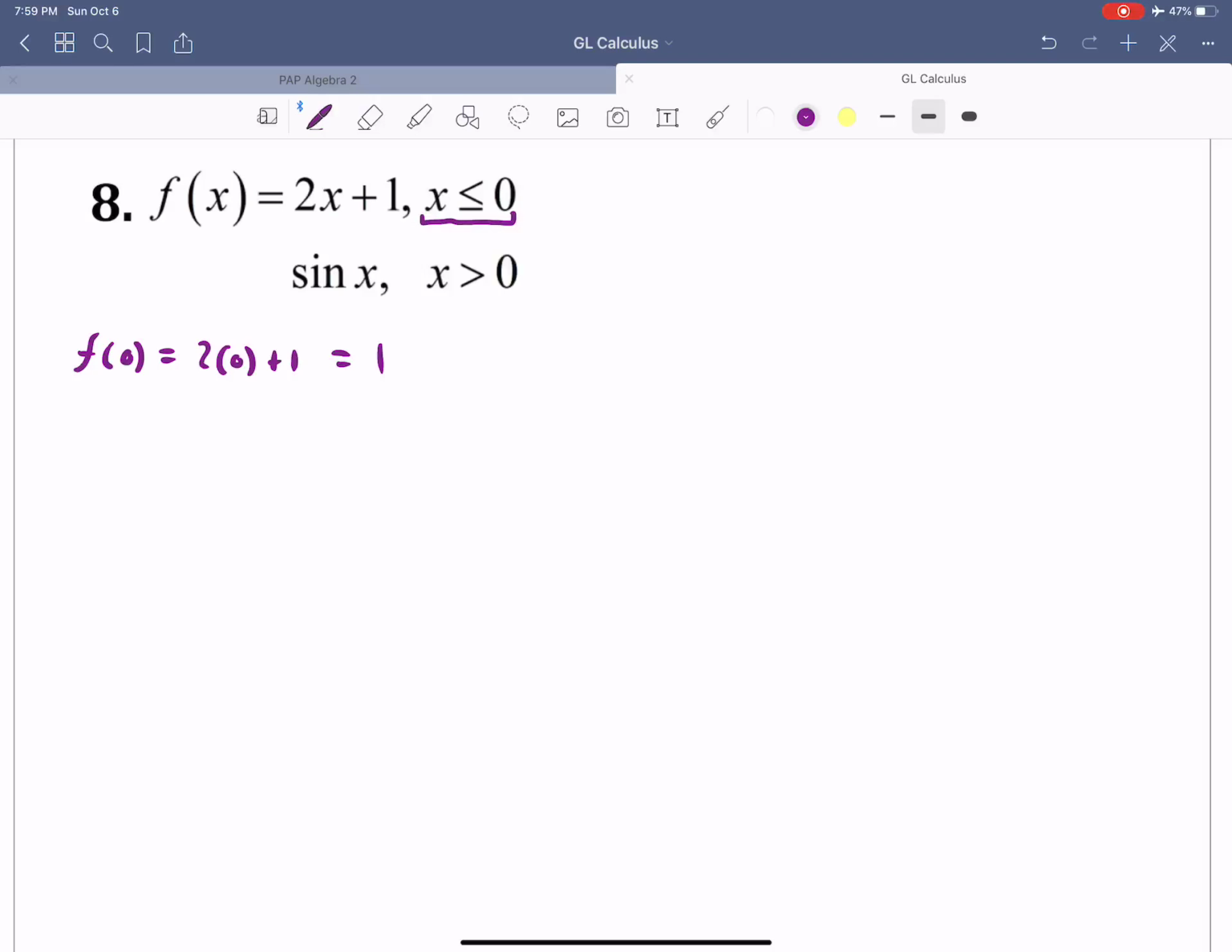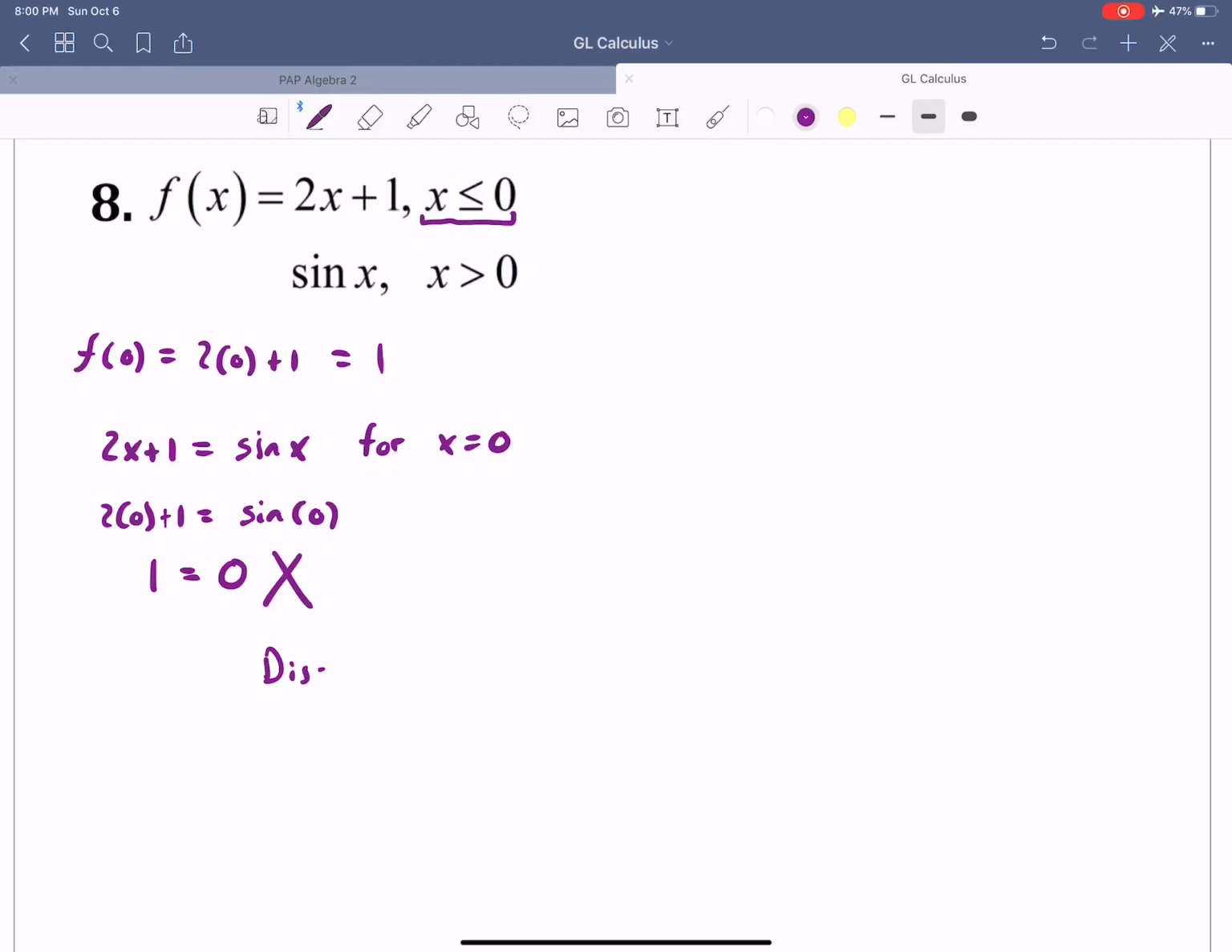And then the next thing we're going to do is set both parts of this piecewise function equal to each other. So we have 2x plus 1 equals sine x, and we're going to test that for x equals 0. Again, what we're looking for is both parts to be equal. So over here we have 2 times 0 plus 1, and then we have the sine of 0. 2 times 0 plus 1 is 1. Think unit circle, sine of 0 we know is 0. So those are not equal.